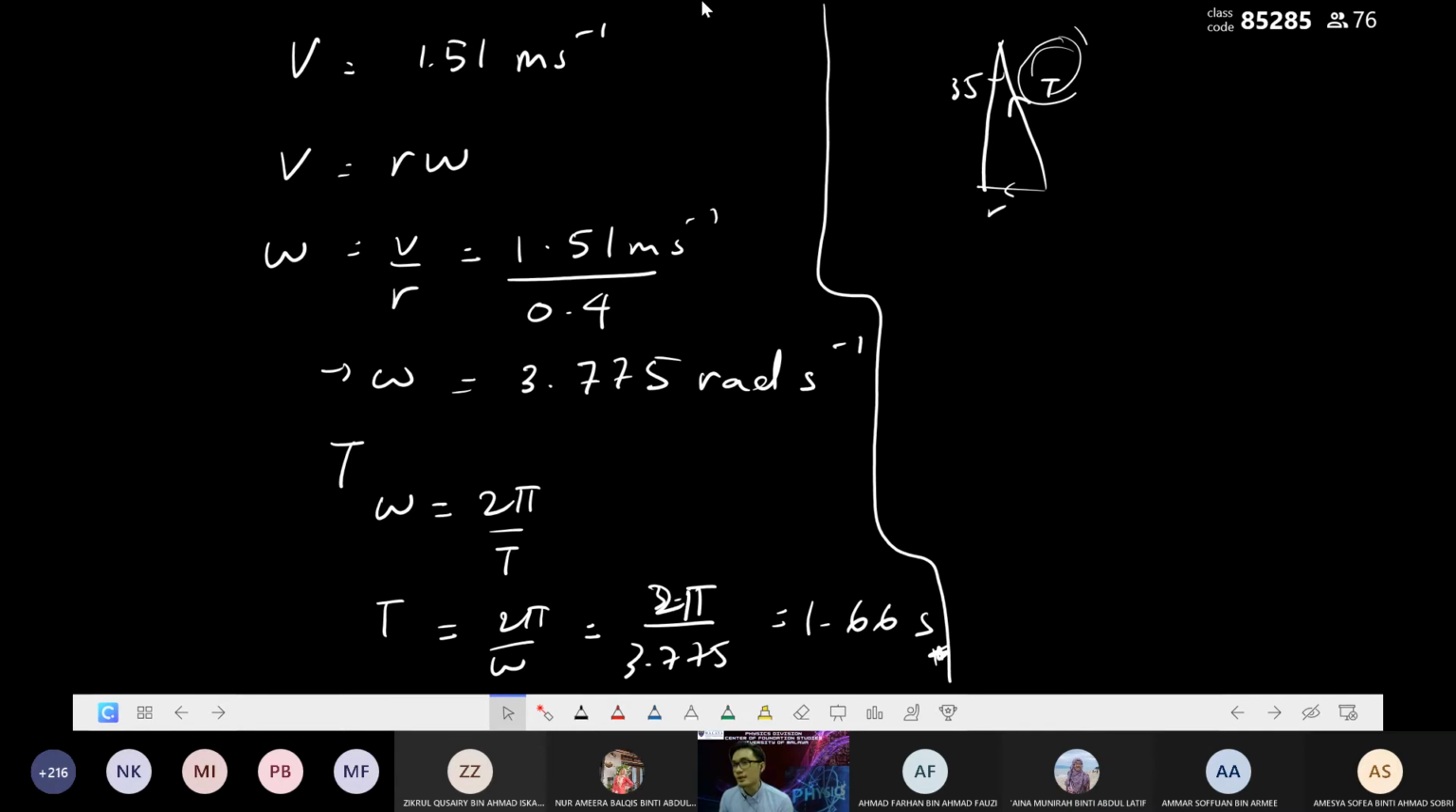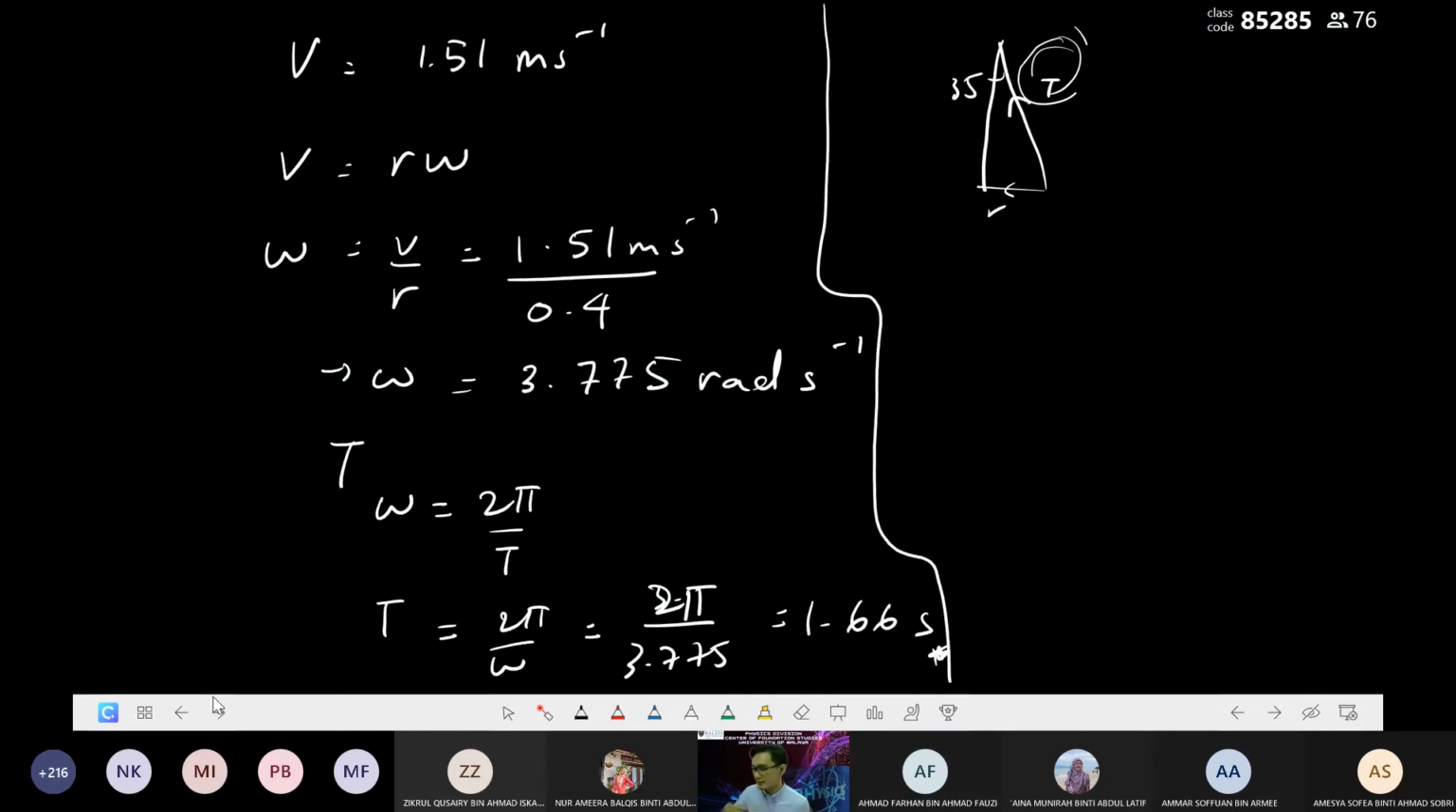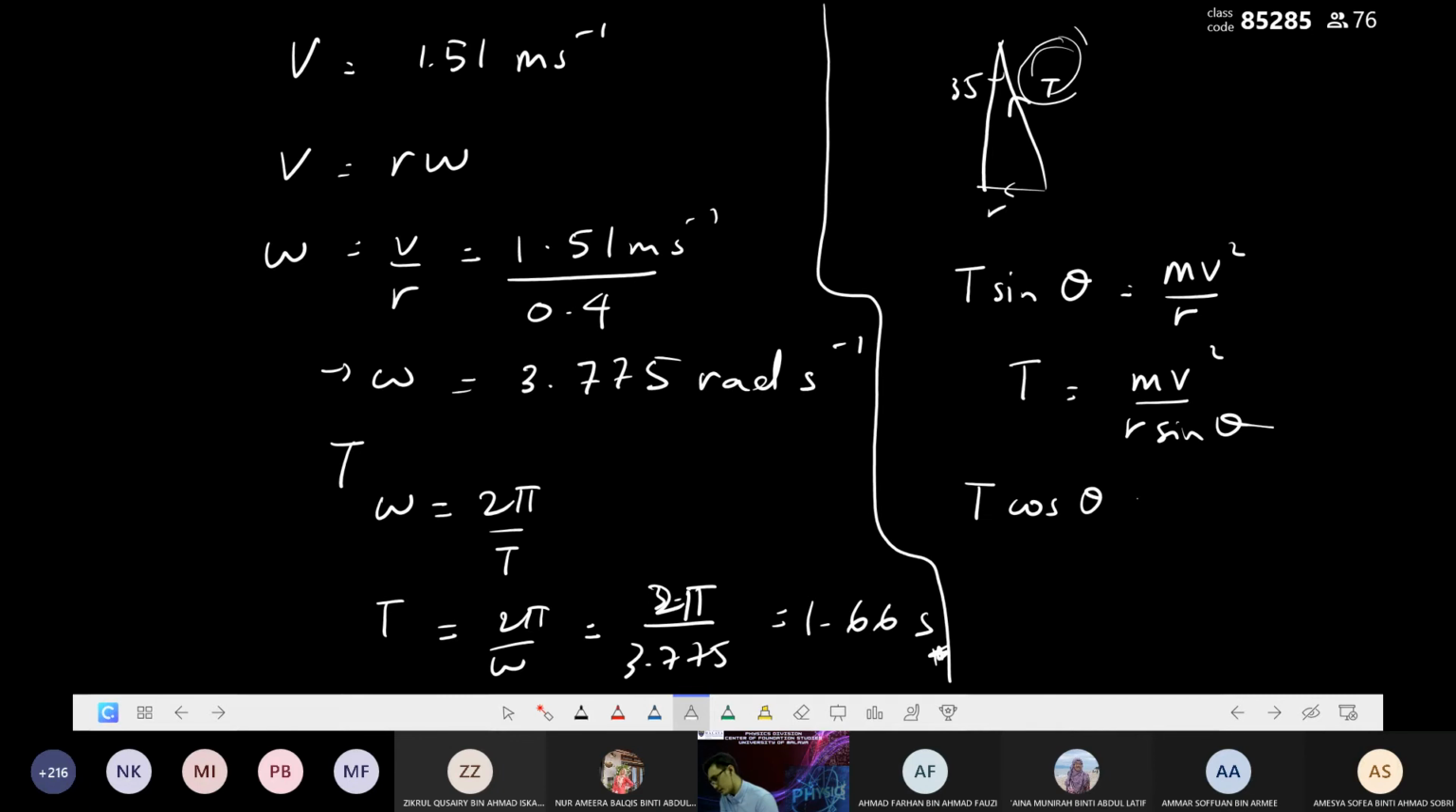Sebab kita ada mass. Soalan ni ada mass tak? Ada. So boleh je guna Y, boleh je guna X. Okay, I'll show you macam nak guna X dulu. So kalau X, T sin theta is equal to mv square over R. Okay, jadi kita boleh tahulah T tu sama dengan mv square over R sin theta. Atau nak guna yang mg pun boleh. T cos theta is equal to mg. Jadi our tension is equal to mg over cos theta. Jawapan yang sama.